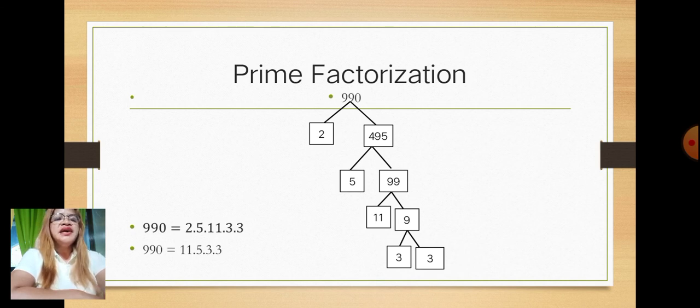The last example is 990. 990 is also divisible by 2. So 990 divided by 2 will give us the quotient of 495, and 495 is divisible by 5. 495 divided by 5 is equal to 99, and 99 is divisible by 11. 99 divided by 11 is equal to 9. The factors of 9 are 3 and 3. So the factorization of 990 is equal to 2 times 5 times 11 times 3 times 3.